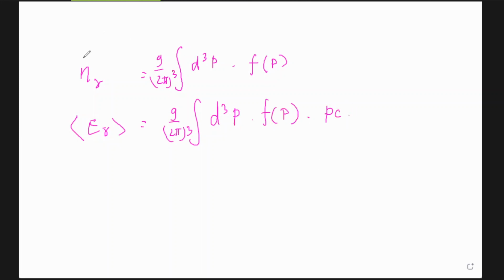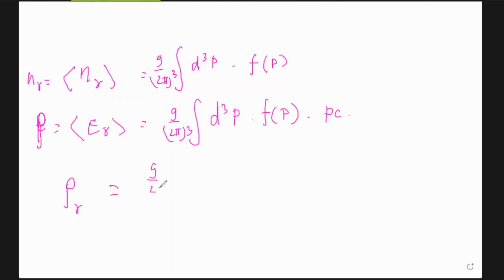Is it clear? Yes, sir. The average energy is called rho, the energy density, and this is the number density. Now take your pen and paper and follow me. I don't want to do the full integral, but I want to find how the number density or energy density goes as a function of temperature. Let us take rho for photons. I generally ask this question in PhD interviews. Without even doing the integral, you can tell.